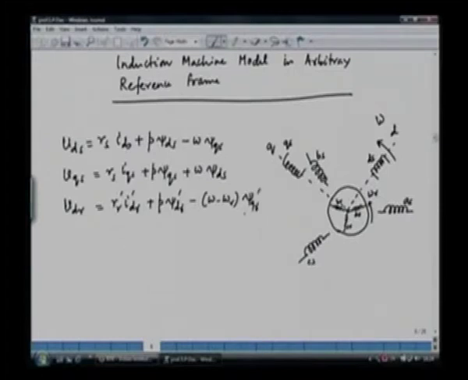These are all referred from the primary side, and hence we have the primed variable. VQR is equal to RR IQR plus P psi qr plus omega minus omega r into psi dr. So these are the 4 equations of the induction machine in arbitrary reference frame, where we have the rotationally induced EMF appearing both in the stator and also in the rotor.